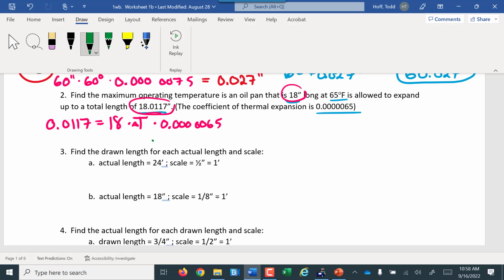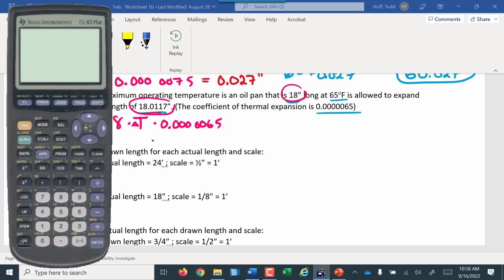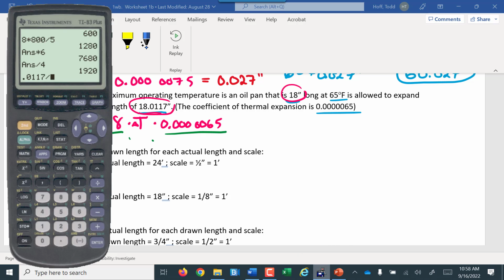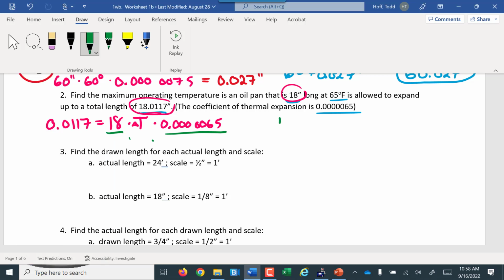We're going to start with the 0.0117. Well, we'll divide by the 18 and by that coefficient of expansion. So we'll start out dividing by 18. Then we'll divide by the 0.0000065. We get 100 degrees. That is not the maximum operating temperature. That is the change in temperature from 65 degrees plus 100. It can go up to 165 degrees Fahrenheit.